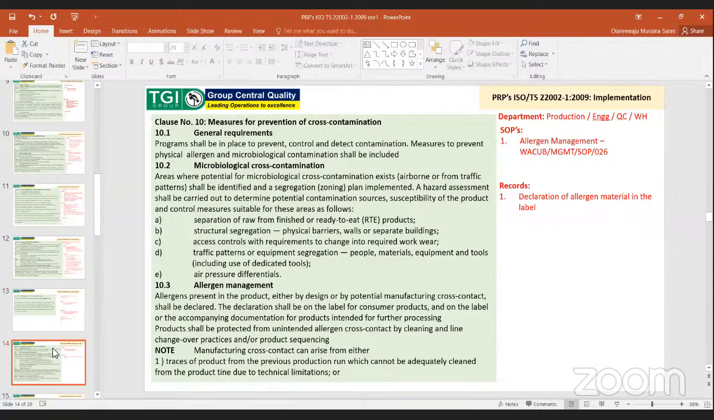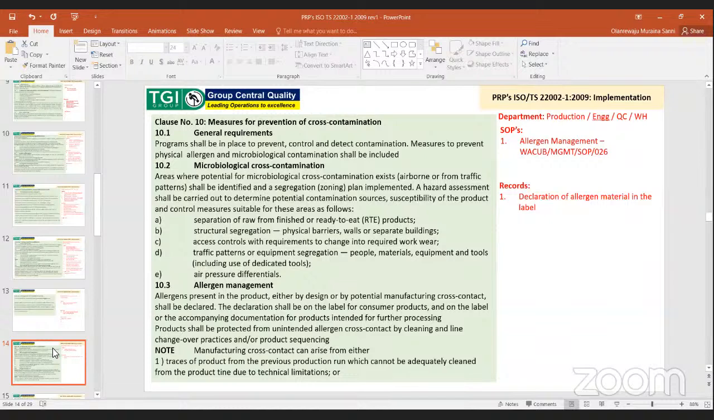Measures for prevention of cross contamination. We are looking at allergen. We are looking at it because we have different departments. We want to be sure that somebody in packaging material did not have access to the mixing area. What I'm saying is, somebody that is working in packing should not leave his place and go to the mixing area, where the area is open and where we have the possibility, during loading, of cross contamination.